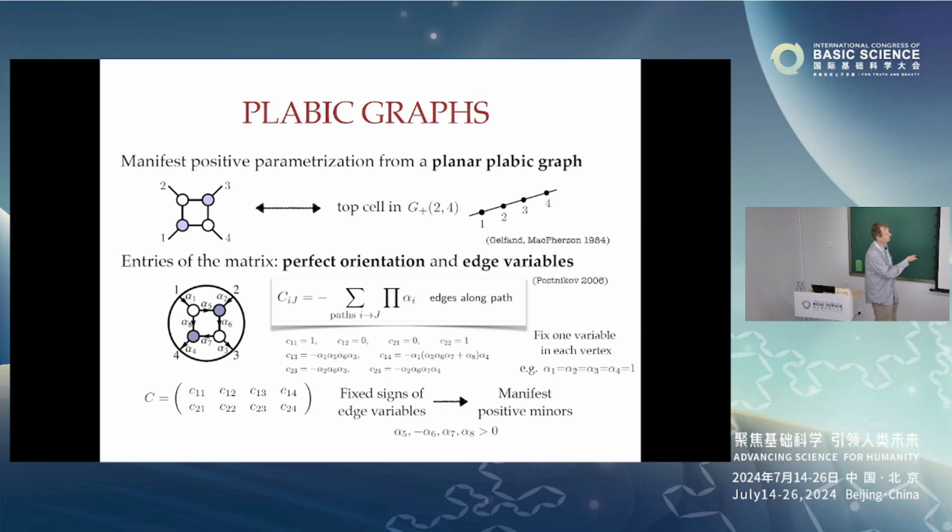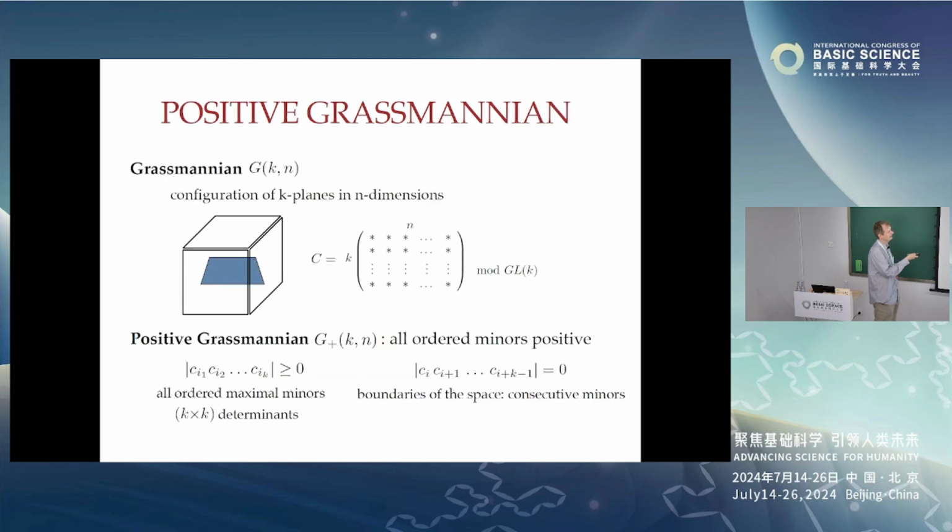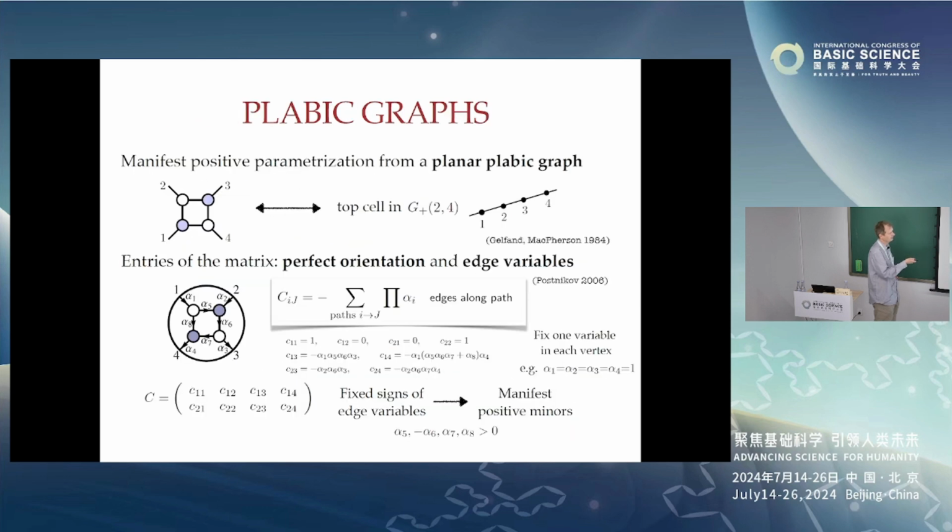So there is a way to start with this graph, choose some variables on the graph, and then there are rules for how to parameterize this matrix using the variables of the graph. It's called perfect orientation using edge variables. There is a procedure for how to do it. Okay, so this seems like a problem in math, how to parameterize these positive Grassmannians.